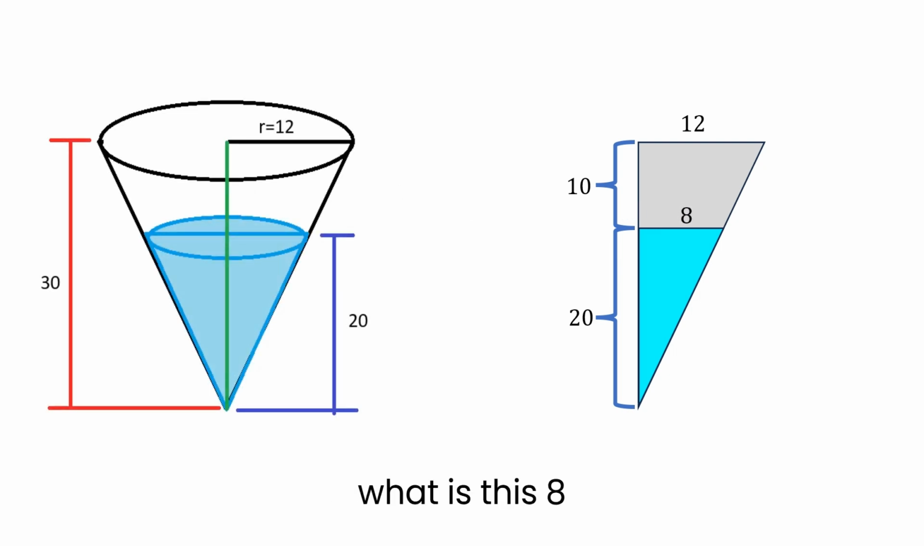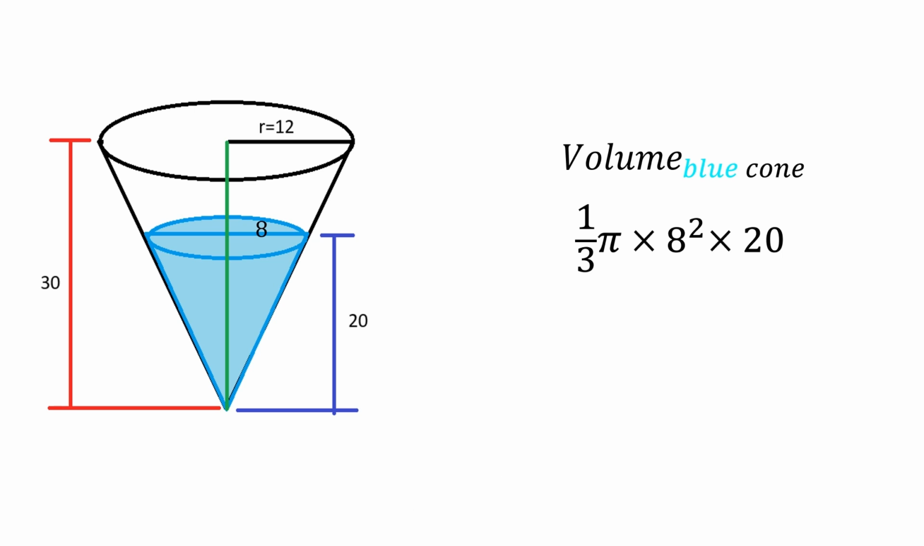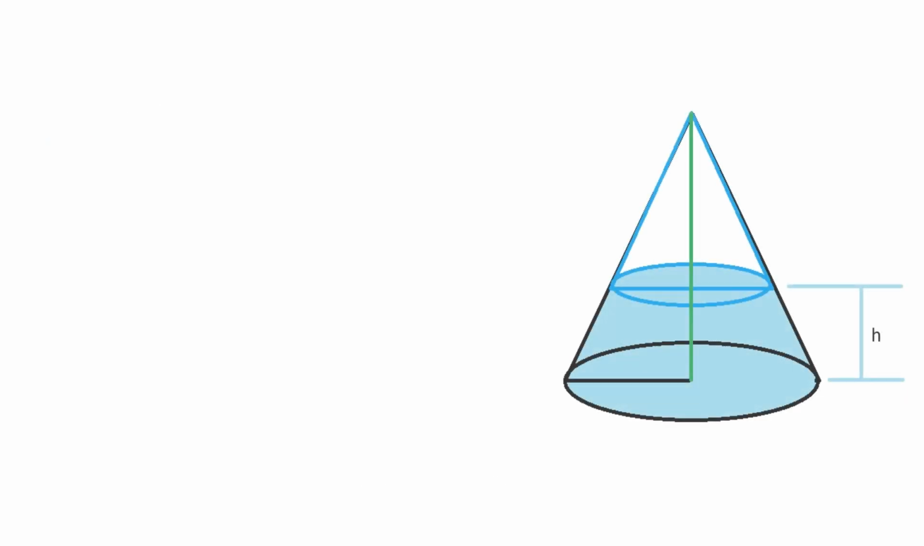Now you wonder, what is this 8 used for? This will be the radius of our cone-shaped liquid, so we can calculate the volume. We continue to the second image, or the second state of our problem.